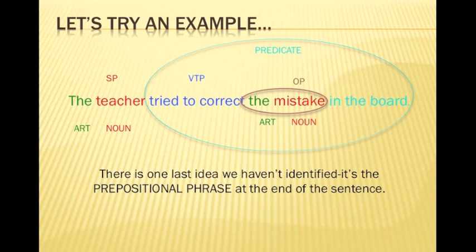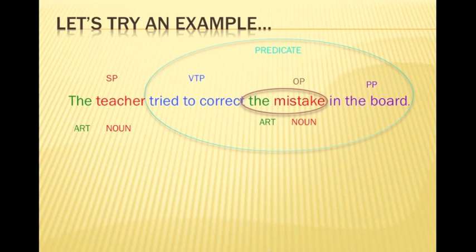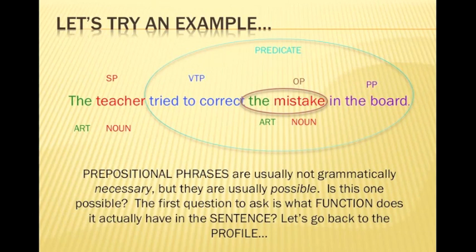Now, there is one idea in the sentence we haven't identified, and that's the prepositional phrase that we see at the end of this sentence. So let's go ahead and highlight it. Now, as we've talked about before, prepositional phrases are usually not grammatically necessary, but they are usually possible. So in this case, is this one possible? Well, if we're going to ask that question, we need to think about what, in fact, it's actually doing in the sentence. So, what is its function?